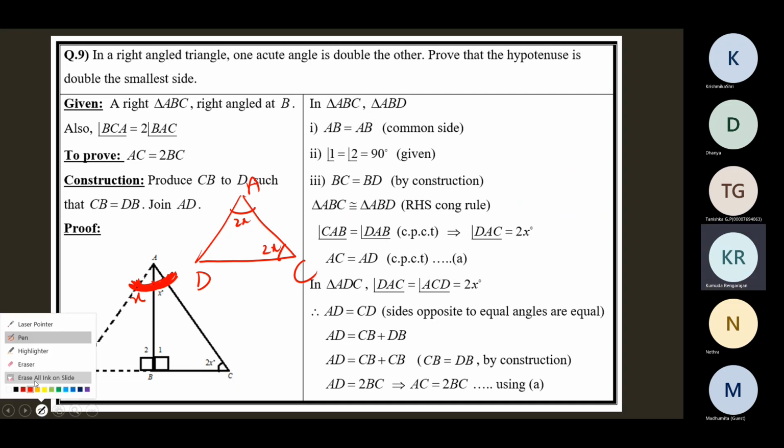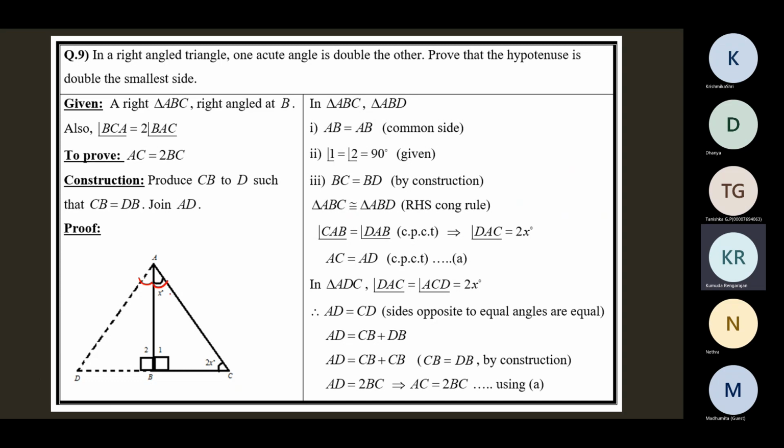Which is why we say this angle is equal to this angle by CPCT, and since this is X, this is also X. That's what you see here. So we prove that the two triangles are congruent by SAS rule, and by CPCT this angle is equal to this angle. So the whole angle DAC is equal to 2X. That's what I've written here. Also, the hypotenuse AC is equal to the hypotenuse AD by CPCT.